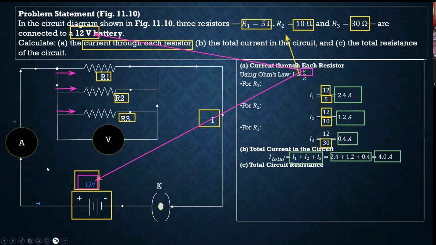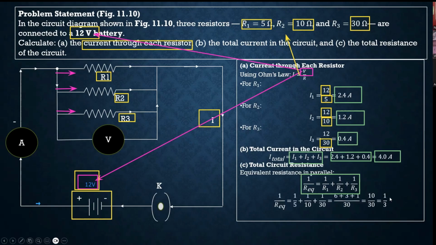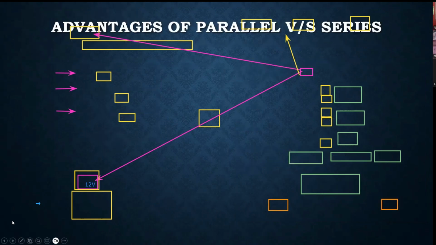Okay. So total circuit resistance, parallel circuit, that's why you have to take reciprocal. 1 by R equivalent is equal to 1 by R1 plus 1 by R2 plus 1 by R3. So you will get it as R equivalent will be how much? R equivalent will be 3 ohm.